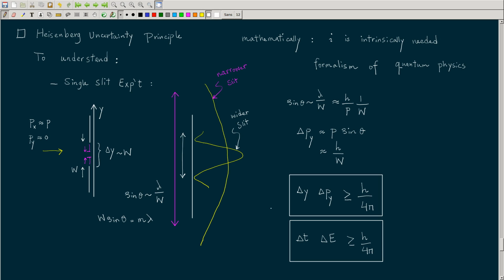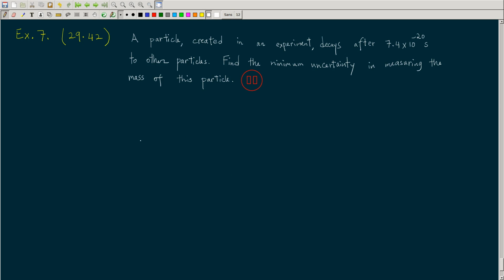So let's solve one exercise on this uncertainty principle. Alright, exercise number 7 from your textbook, reference 29.42. There's a particle created in an experiment that decays after 7.4 times 10 to the negative 20 seconds to other particles. This is typical of most of the particles. They just decay to other particles. They're not stable. There are only a few stable particles around.